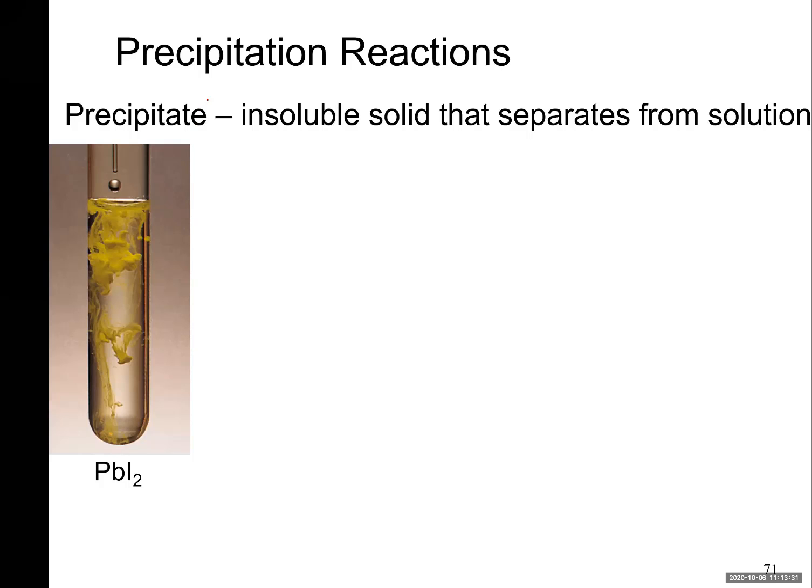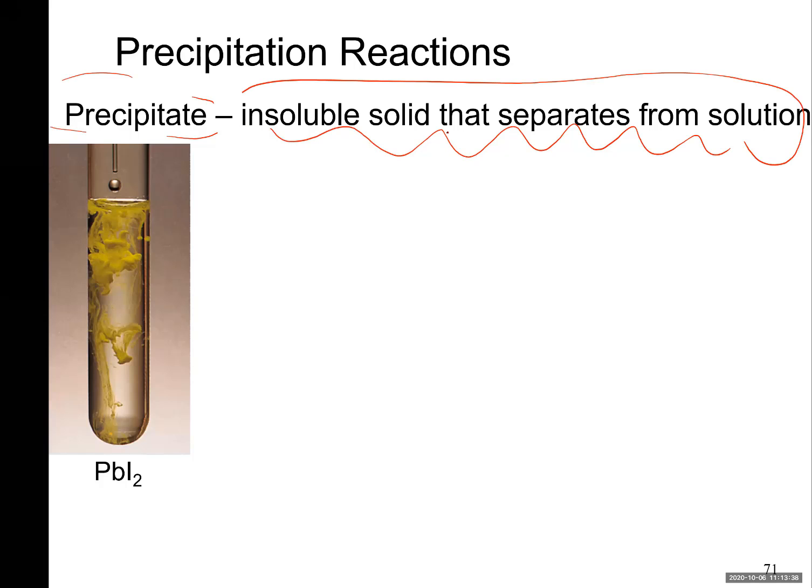What is the definition of a precipitation reaction? It's a reaction which results in the formation of an insoluble solid, as you see here. This is PbI2, which is not soluble in water. How do I know it's not soluble in water? I give you a table that you can use to predict solubility of compounds. And you will use that.